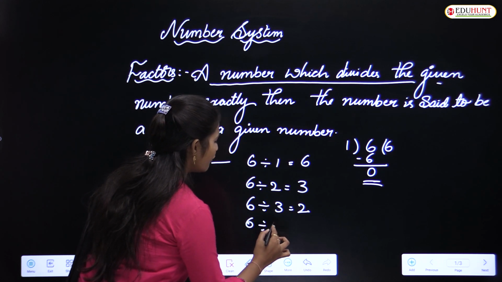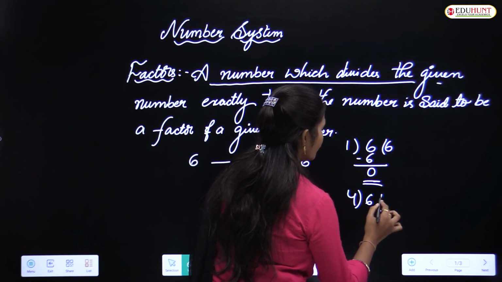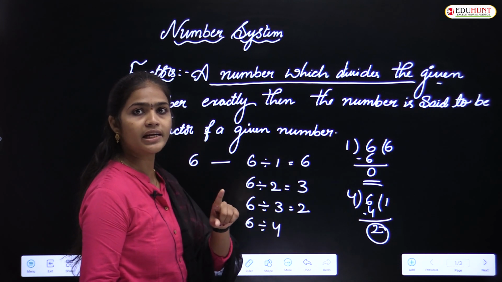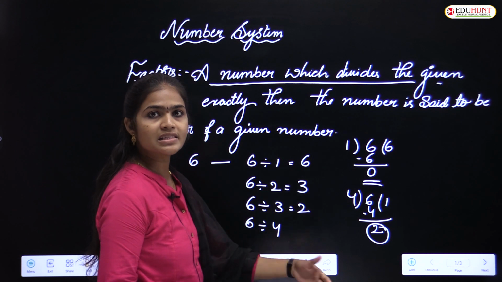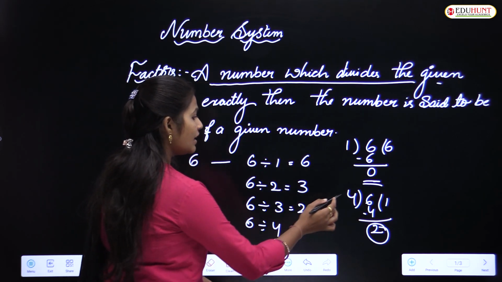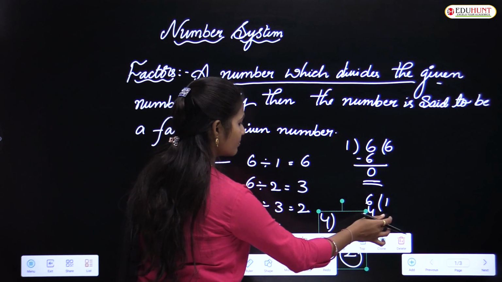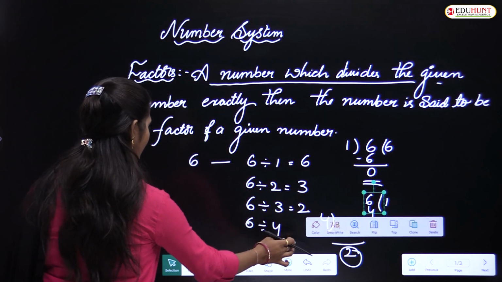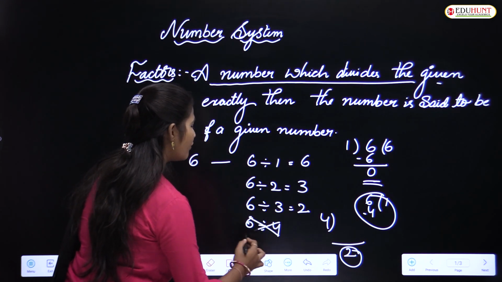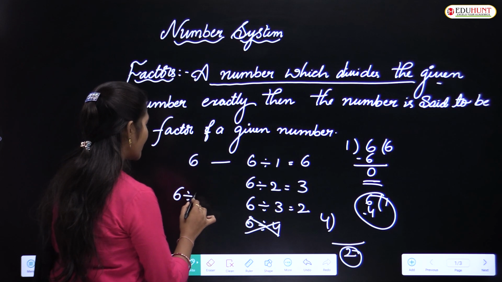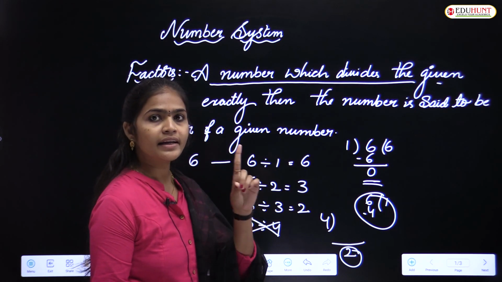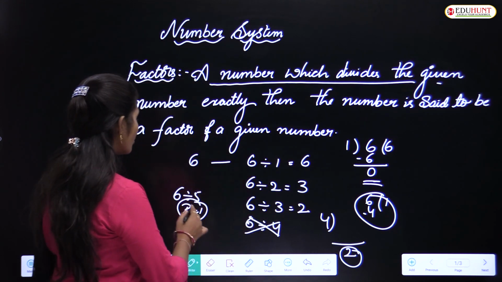Next, 6 divided by 4. 4 ones are 4, and here the remainder is 2. Here we got a remainder. Already I told you that every number can be divided by some other number, but in some cases we get remainder 0 and in some cases some other number. So this is not exactly divided, and that's why this is not a factor. Next, 6 divided by 5: 5 ones are 5, so 6 minus 5 is 1. We get the remainder 1, so that is also not exactly divided.